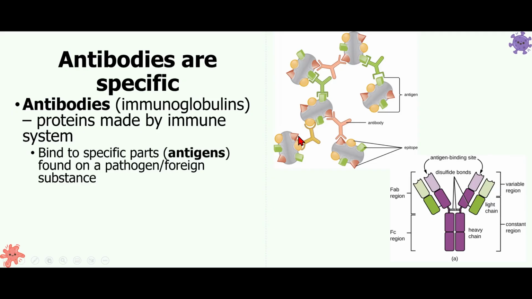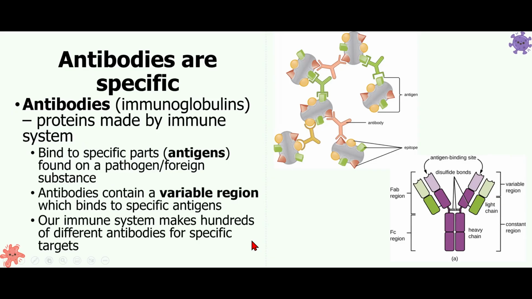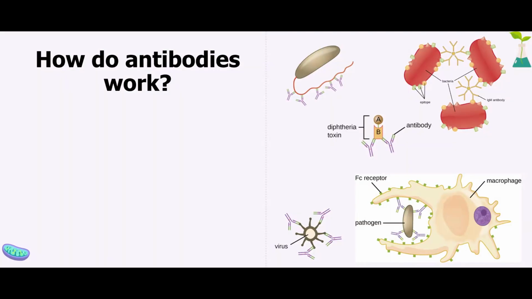And the specificity is based on the shape. So antibodies. Here's a picture of an antibody. They have this region called the variable region, which contains the antigen binding site, and it has a very specific shape that allows it to only bind to a very specific antigen. And our immune system makes hundreds of different types of antibodies for different targets. So you can have an antibody that targets the flu virus, another antibody that targets E. coli, another set of antibodies that targets different types of viruses and bacteria that you've been exposed to throughout your life.